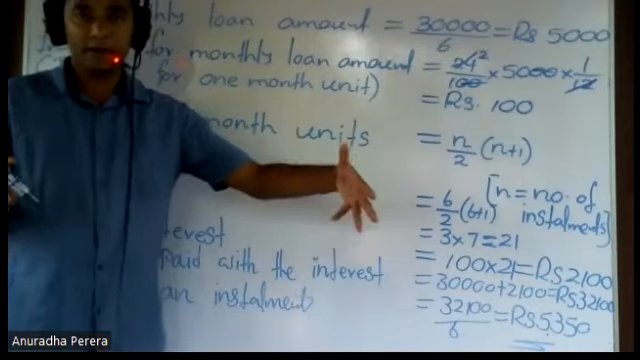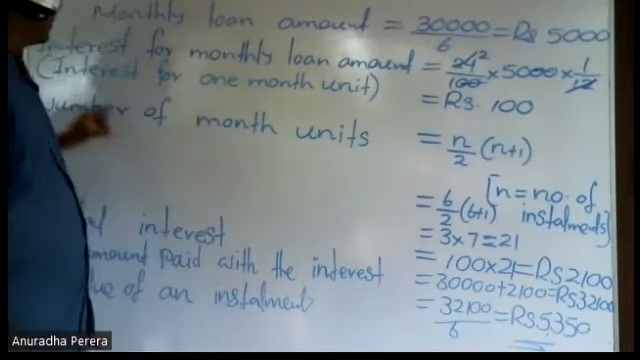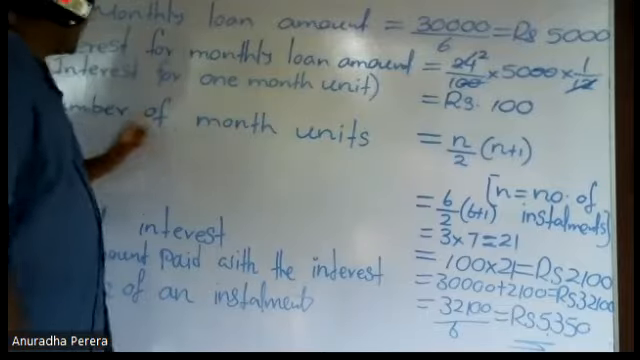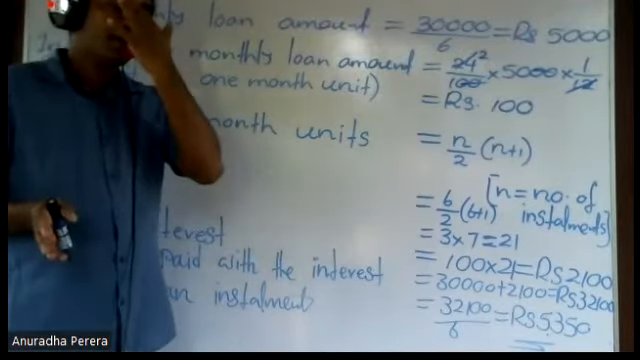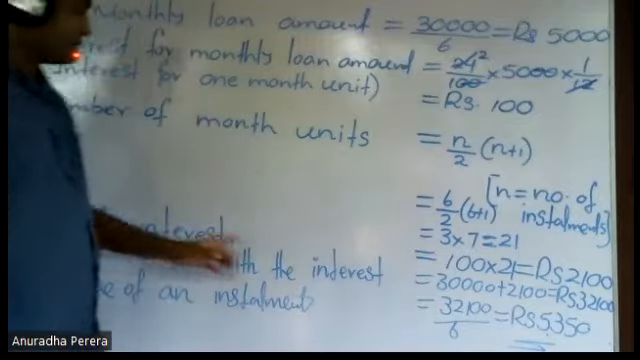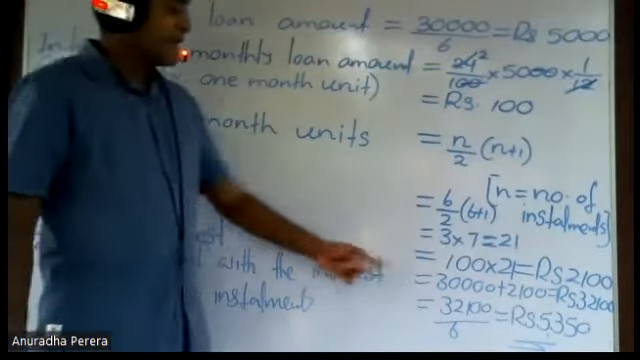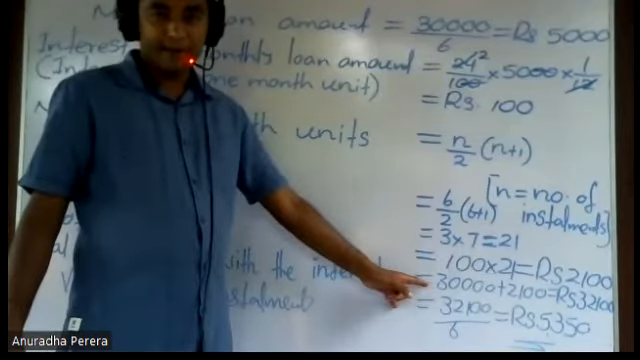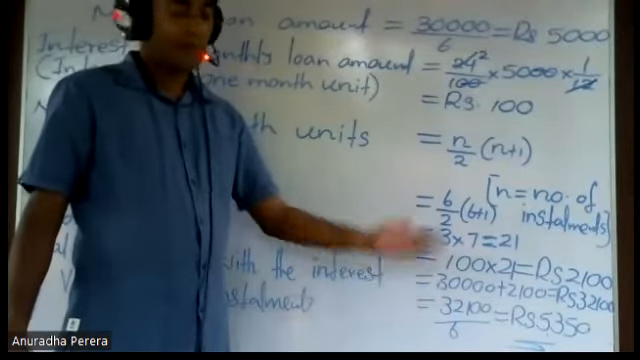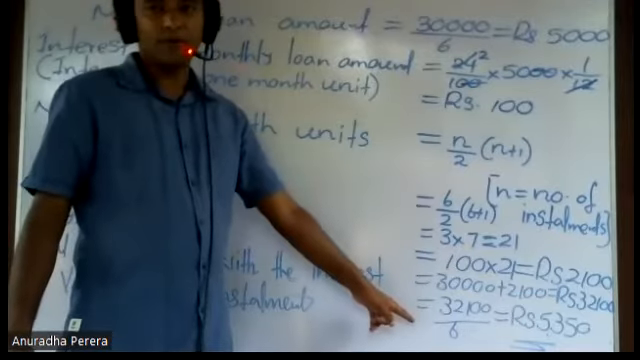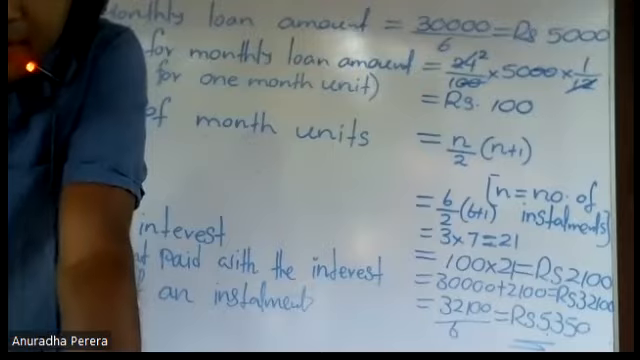We can determine total cost like that. We know interest for 1 month unit and number of month units. Then take the product of these two to find the total interest. It is 2,100. Then to find total amount paid with interest, add the loan amount and the total interest, and divide this total amount by number of installments to find the value of an installment. That's the way. Any question?